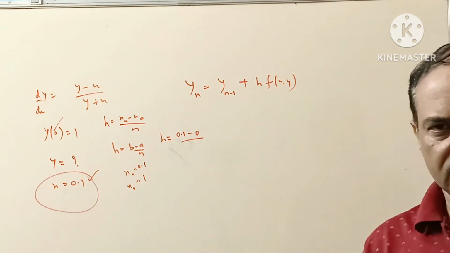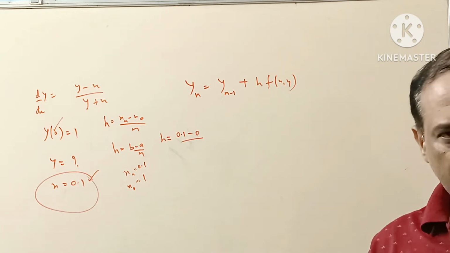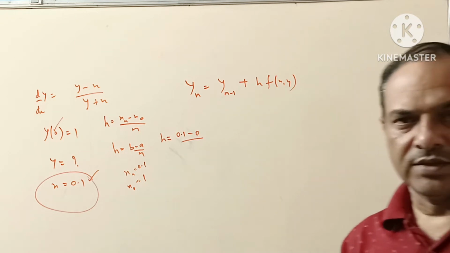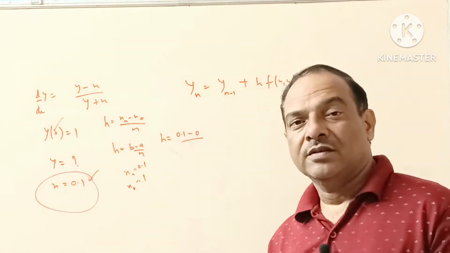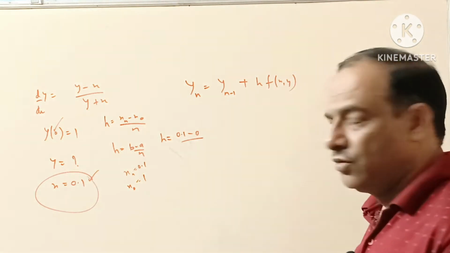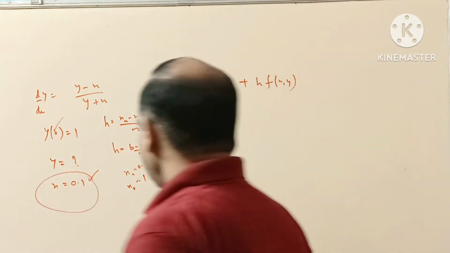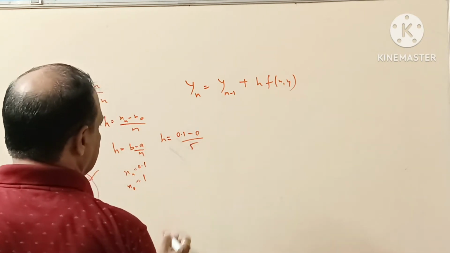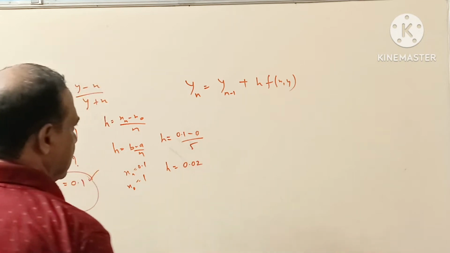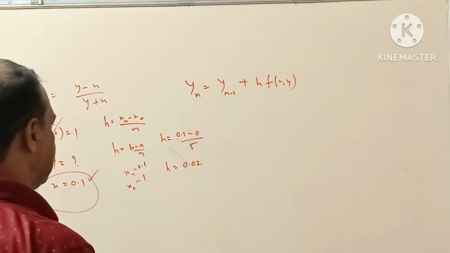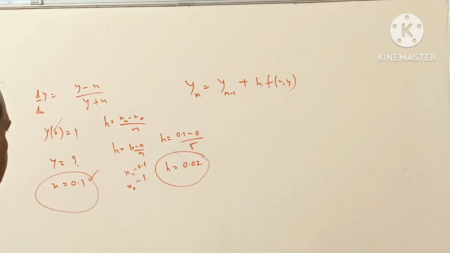The more the value of n, the more the strips, the more the accuracy. The less the value of n, the less the accuracy. The first thing you must keep in mind is that you should take higher values of n; it will give you the best results. But here I am going with n equals 5. If you put 5 here, h equals 0.02. The step size h is 0.02. This is the one thing which you have understood.